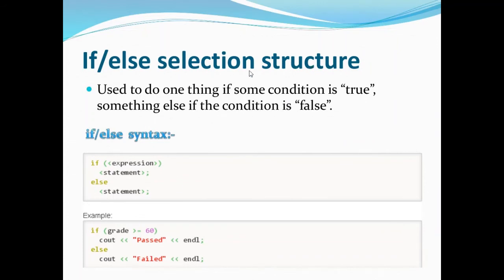The if else selection structure is used to do one thing if some condition is true, and something else if the condition is false. If else syntax: if, parentheses, expression, else, and then statement. There is no statement or expression required in the parentheses for else. If grade is greater than or equal to 60, it will display passed. Else, if the grade is less than 60, it will display failed.